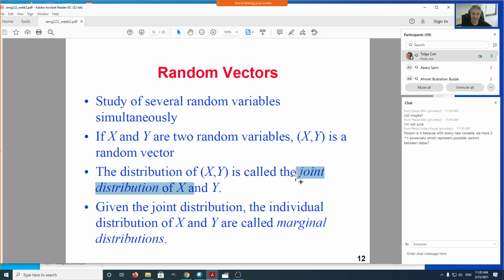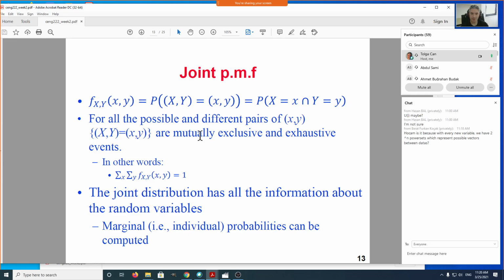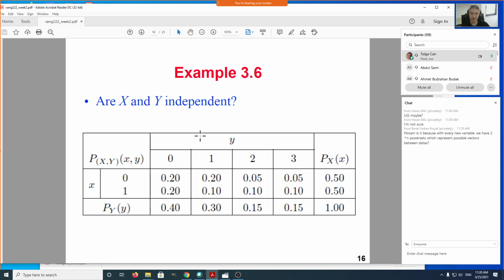But if somebody gives us this joint distribution, it contains all the information. Unconditional distributions, the individual distributions of the individual variables, can be computed from there, and these are called marginal distributions. I'm just going to show you an example in the last 10 minutes. For example, let's look at this one.